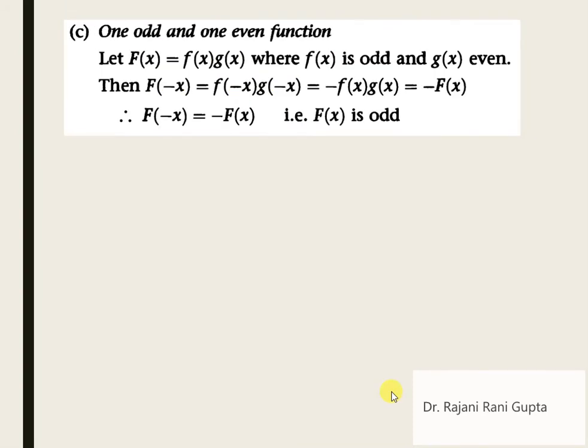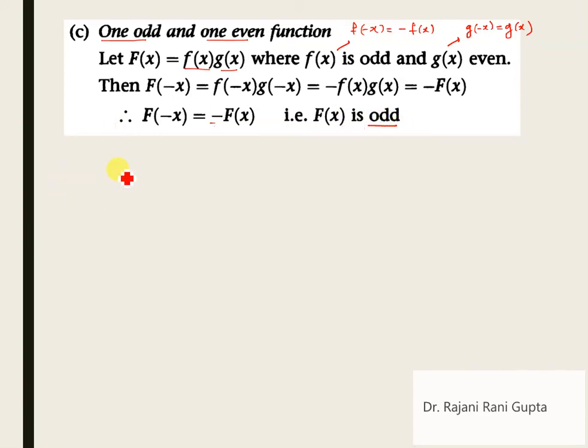Now similarly, we can prove that if we multiply one odd function and one even function, we will get an odd function. So let's say f of x is a product of two functions where f is odd, it means f of minus x is minus f of x, and g is even, it means g of minus x is equal to g of x. Then when we replace x by minus x, we'll end up with the negative sign. Hence it proves that the product of one odd and one even function is an odd function.